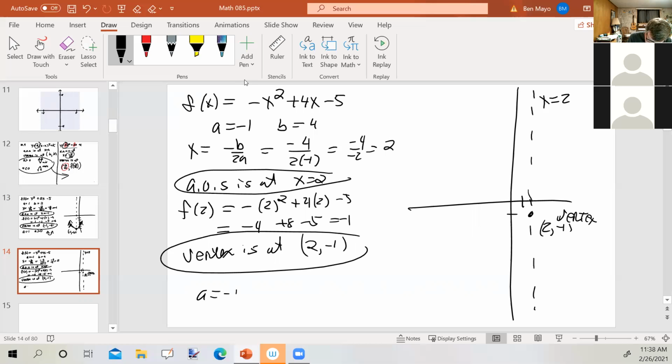Oh, A is -1, so this thing opens downward. Okay? Any questions about that? No. All right.